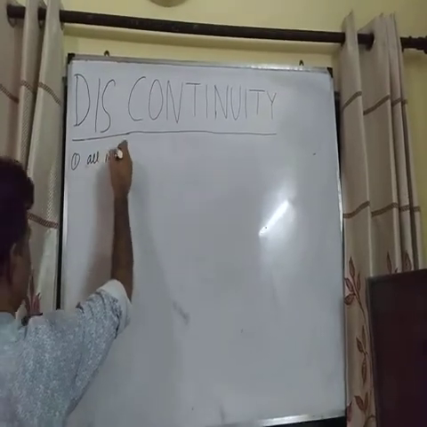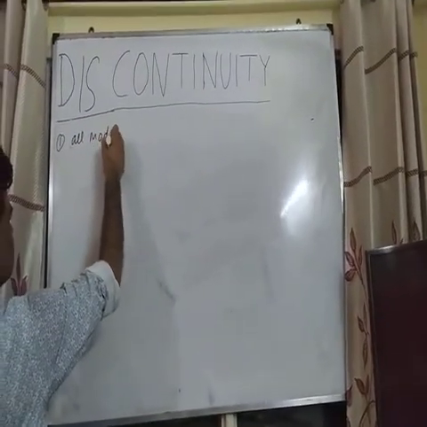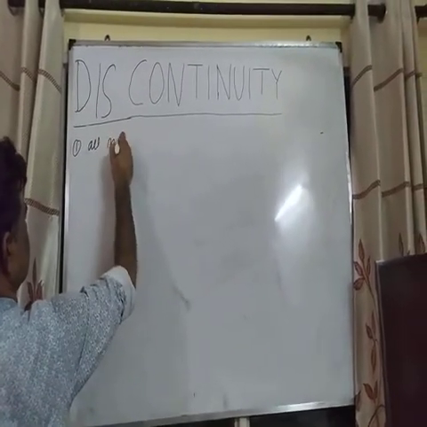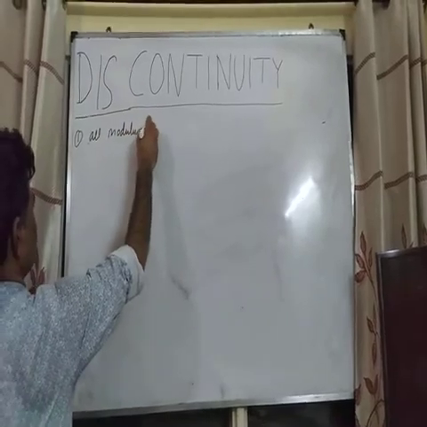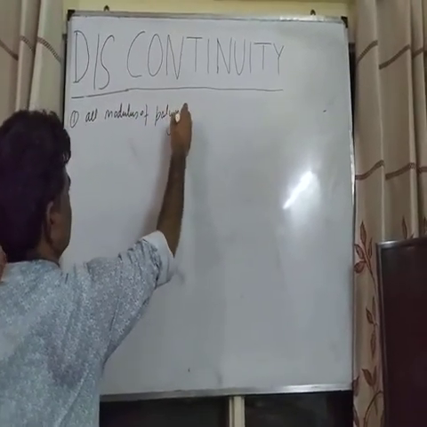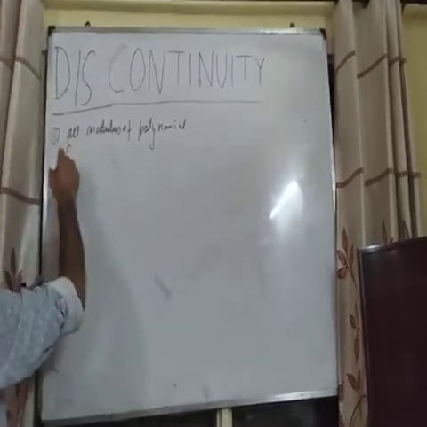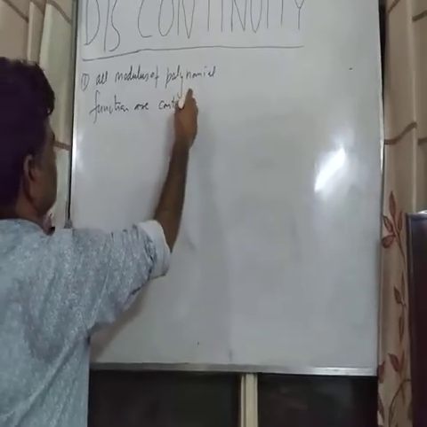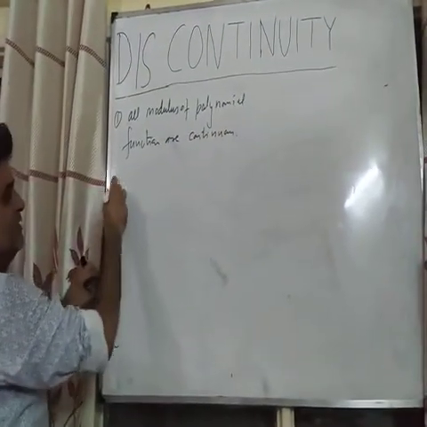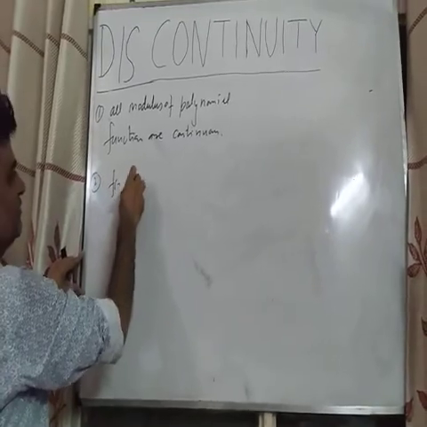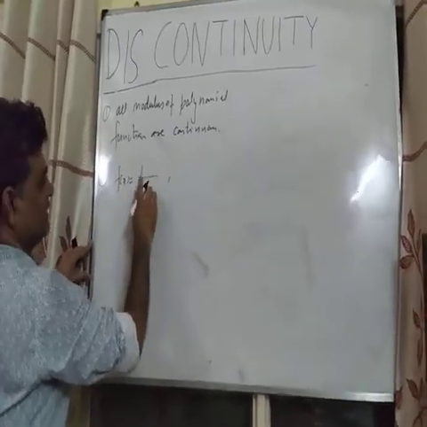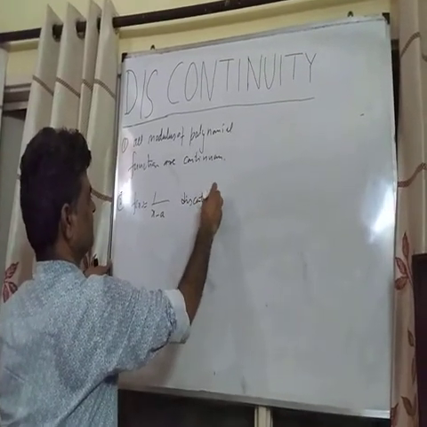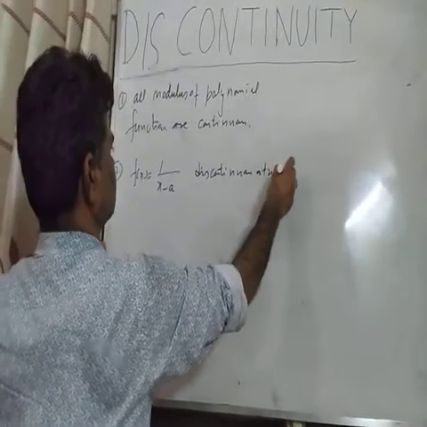All modulus of polynomial functions are continuous. Similarly, if f(x) is equal to 1 upon x minus a, then this is discontinuous at x is equal to a.